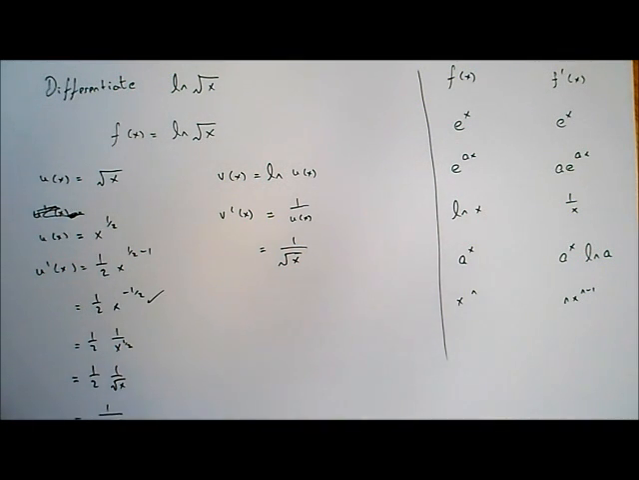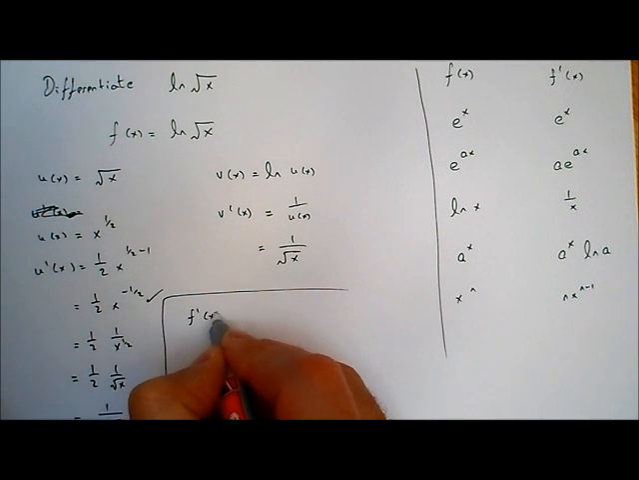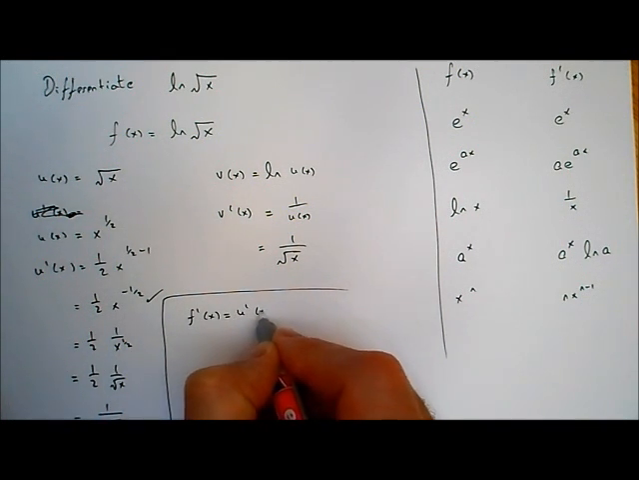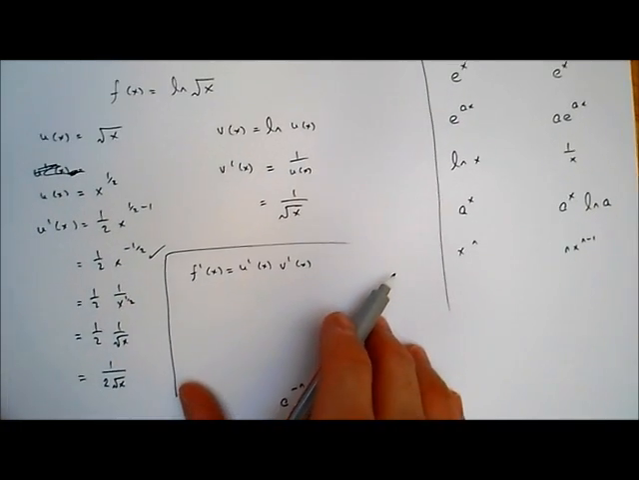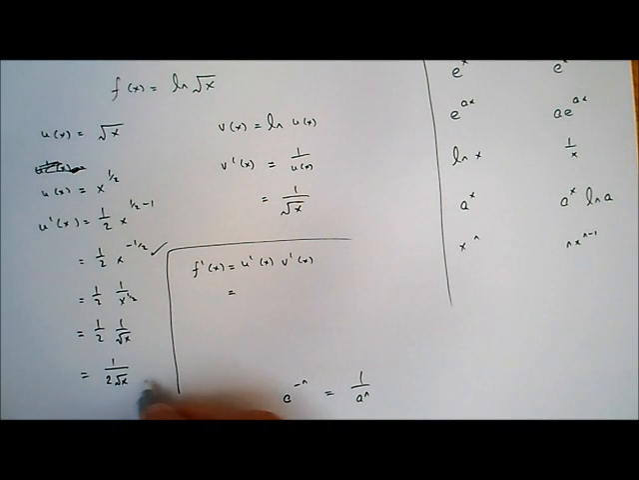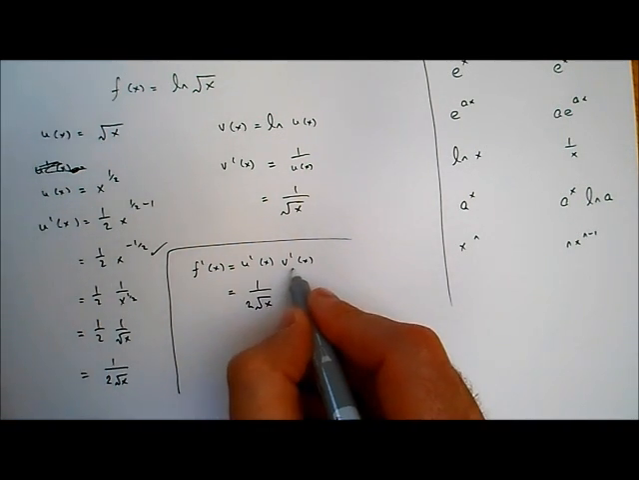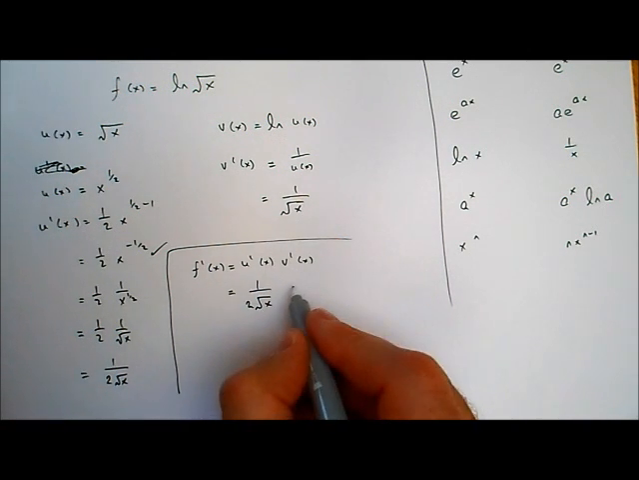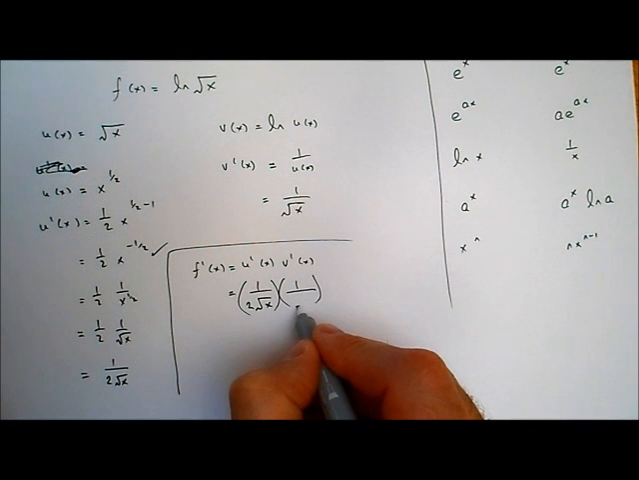Then by the chain rule, I have f dash x is equal to u dash x times v dash x. The two functions differentiated, multiplied together. So u dash x was this bit down here, 1 over twice the square root of x, times v dash x, which is 1 over the square root of x.